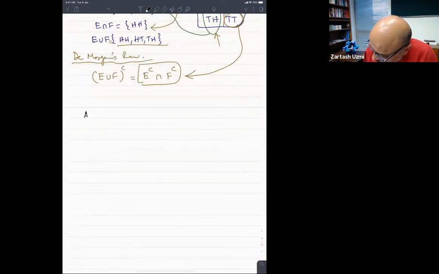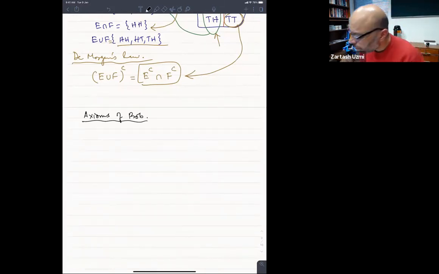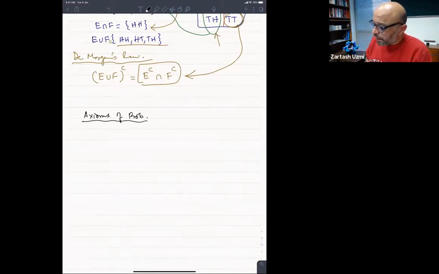So moving on, I'm going to talk about axioms of probability. These are not laws, these are not theorems. इनका कोई proof नहीं है. These are axioms. They come from common sense और वो हम use करेंगे. There are three axioms of probability. Before I go for that, हम example फिर दोबारा से करते हैं.